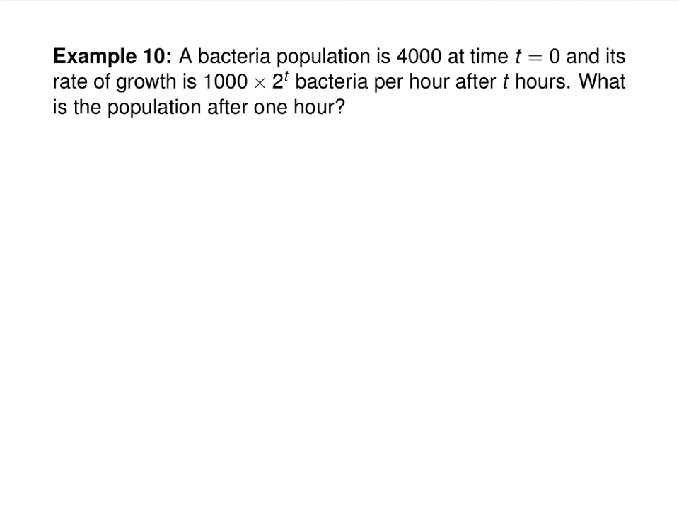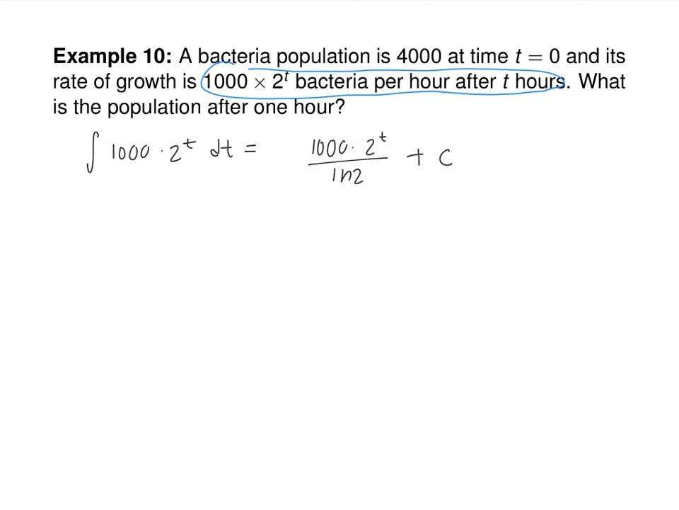Okay, cool. All right, a bacteria population is 4,000 at time t equals 0, and its rate of growth is 1,000 times 2 to the t bacteria per hour after t hours. What is the population after 1 hour? So if I find the antiderivative, I'll get the population of the bacteria plus some constant c, right? So if I take the antiderivative of 1,000 times 2 to the t, what's that? It's 1,000 times 2 to the t over natural log of 2, plus some constant c, right?